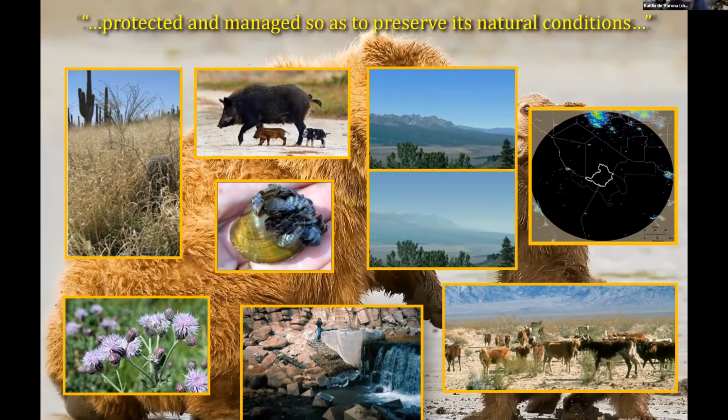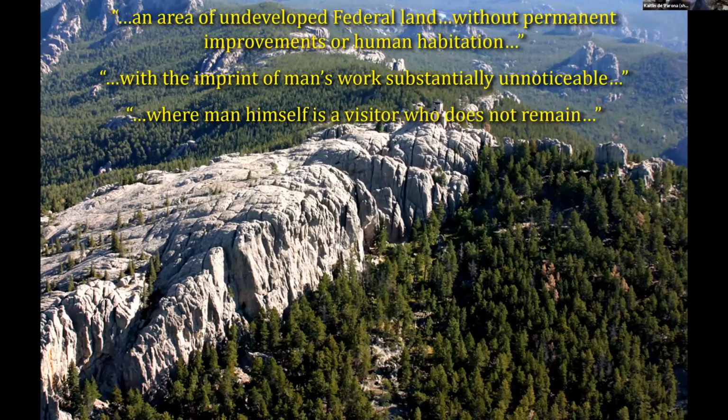All right, undeveloped. Wilderness is an area of undeveloped federal land without permanent improvements or human habitation, with the imprint of man's work substantially unnoticed, and where man is a visitor and does not remain. So this is the quality. The undeveloped quality is maybe the most recognizable, particularly with folks who aren't steeped in what wilderness is.